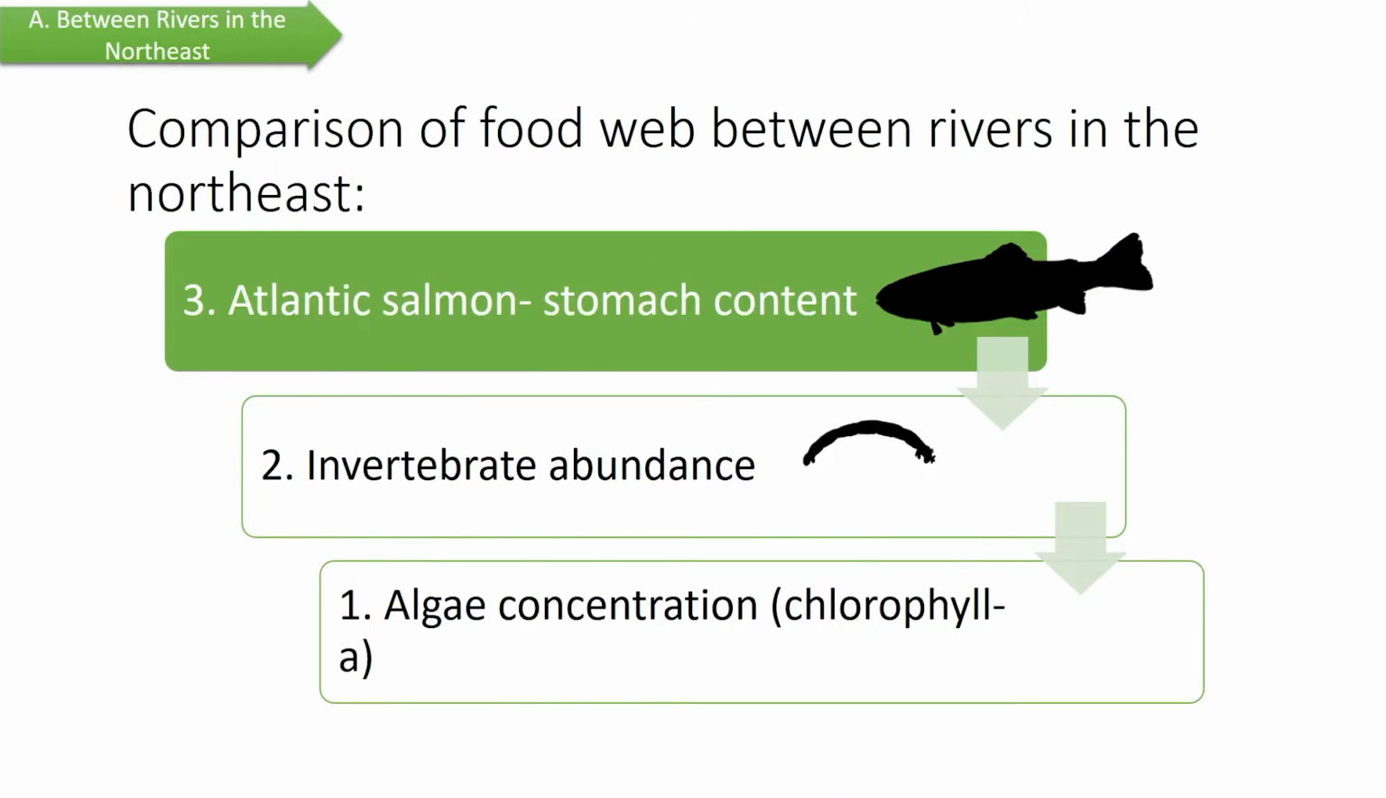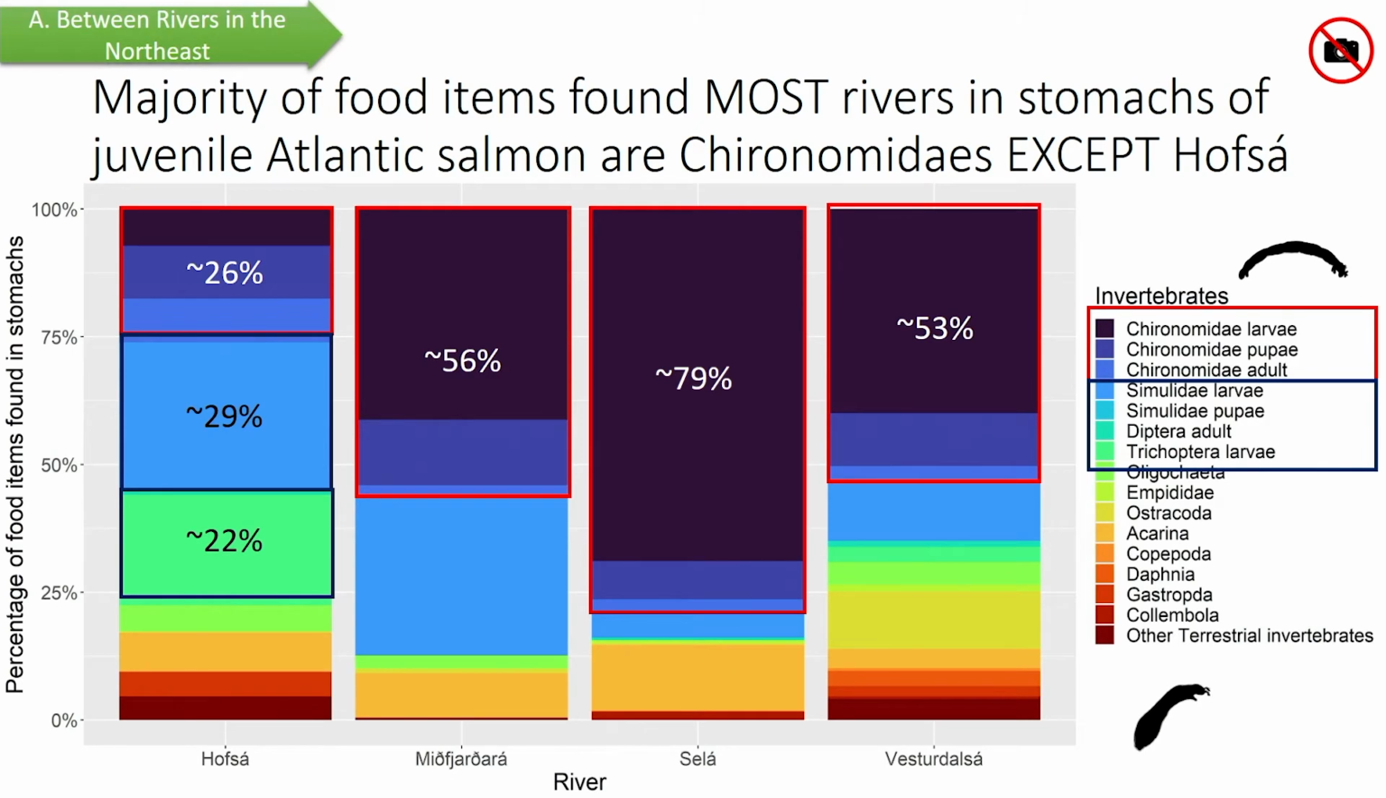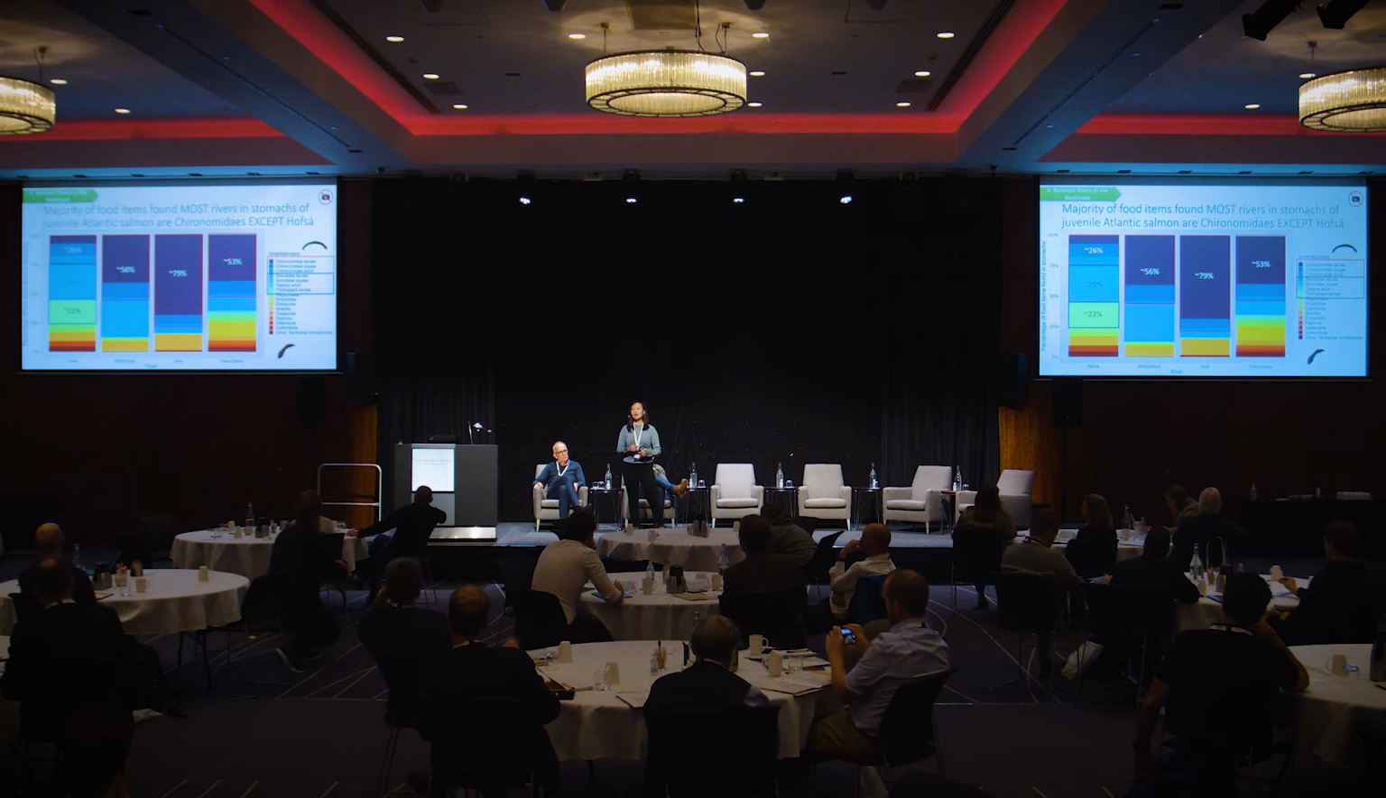And then when we look at the Atlantic salmon results, this is a comparison of the percentage of stomach items that were found in the different juvenile Atlantic salmon across the different rivers. And most interestingly, you can see that in River Hofsau, they don't only depend on Chironomidae larvae and Chironomidae family, they depend on simuliids, which are black flies, and trichopterans as well. Whereas, as you can see clearly in the other rivers, Mifrau, Selau, and Westerdalsau all have very high percentages of Chironomidae, with Selau having the highest percentage of all.